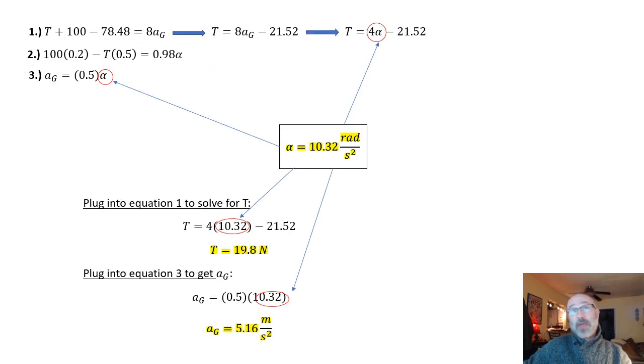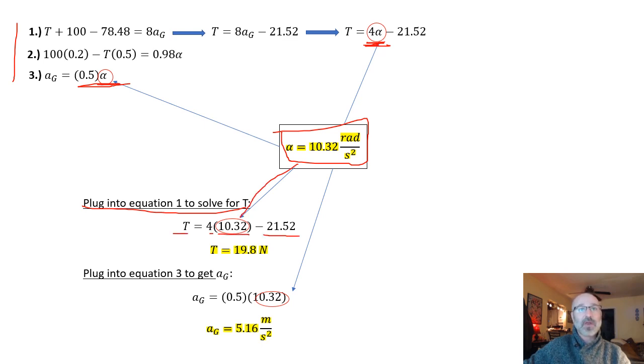So what do I do with that there? Well, now I can plug in that I have a numeric value for alpha into those equations. So I write out my 3 equations here again. And I realize I have an alpha there and an alpha there that I can plug in this numeric value I've just solved for, my 10.32 radians per second, in for my alpha here for my tension up there, and in for my alpha here for my a sub g over there. So I plug that in to equation 1 now first, plug in that 10.32. So tension is equal to 4 times 10.32 minus 21.57. So now I can get a numeric value for my tension. Tension is equal to 19.8 newtons.